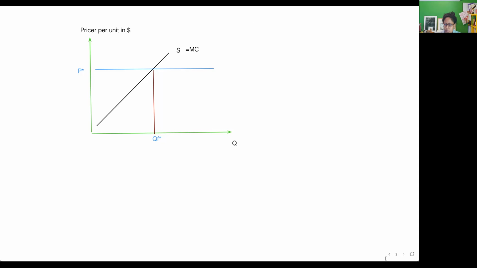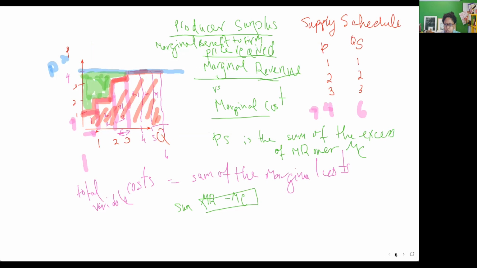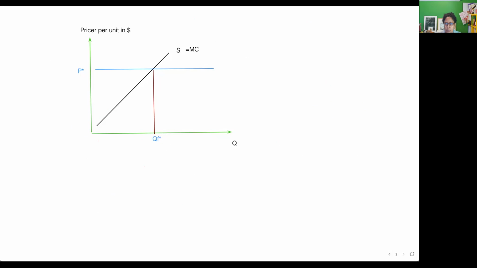And again, let's go back. I want to use the same colors. I'm going to use the red. The area below the supply curve. Again, remember, it's like we're adding up the cost. What's the cost of the next unit? What's the cost? This height represents these costs. And we're literally just adding them up to get the cost.